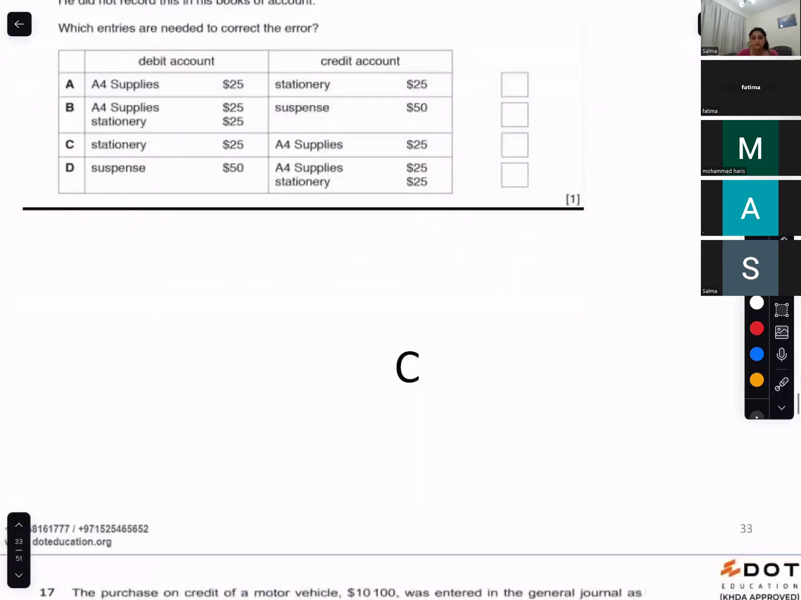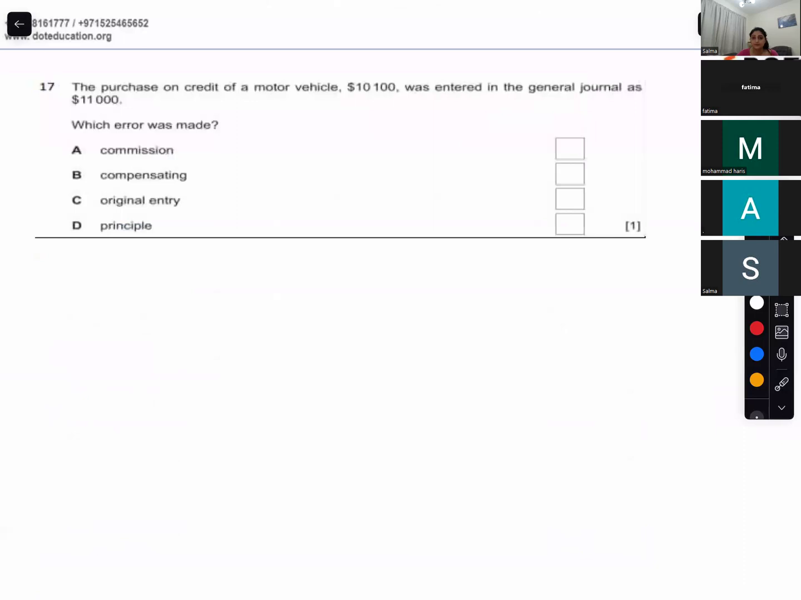Fatima. The purchase on credit of a motor vehicle, 10,100, was entered in the general journal as 11,000. So that's wrong amount, which is original entry.